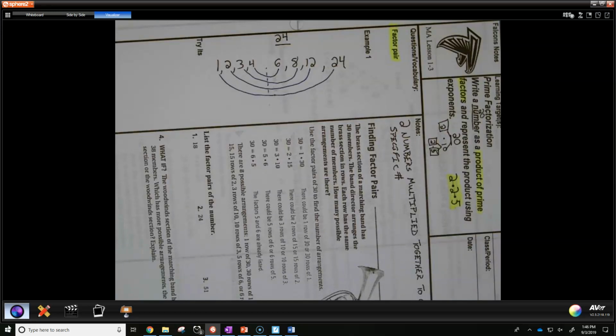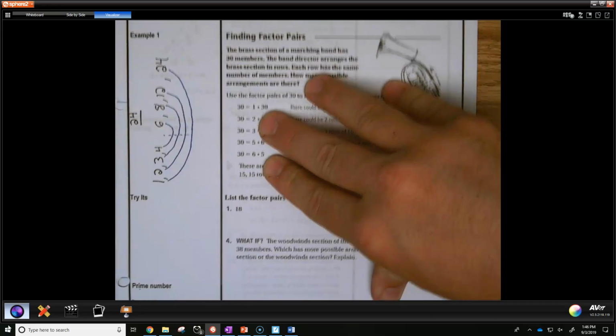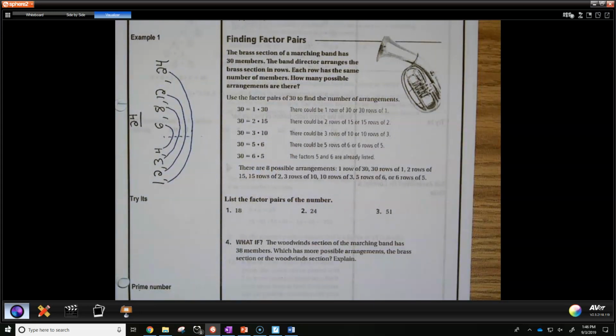All right. So here's what we're going to look at. Turn your paper sideways again. And I'm going to show you this first part. On example 1, it says finding factor pairs. This is when we would need to know what our factor pairs are. And I'm going to show you how you can break up story problems.